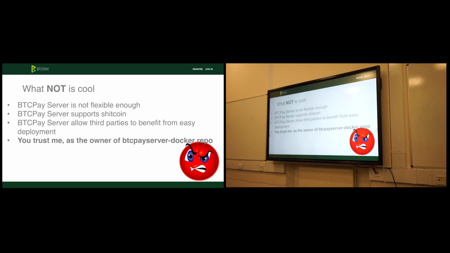But what is not cool, and I should fix the grammar here, is that BTCPay is not flexible enough for everyone. Some people don't like that it supports shitcoins. One of the biggest issues actually is that you trust me as the owner of the BTCPay server repo. As you remember, there are 3 command lines when you start it: you have the git clone, you set up your environment variable, and then you set up. So you trust me as the owner of this repo. But the interesting thing is that you can fork this repo.